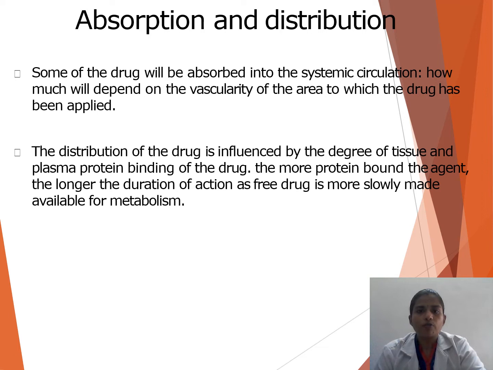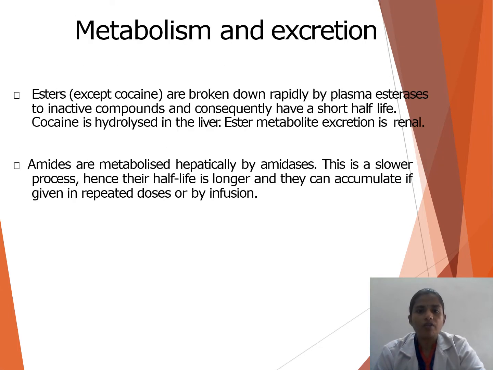Absorption and distribution of local anesthetics. Some of the drug will be absorbed into the systemic circulation. How much will depend upon the vascularity of the area to which the drug has been applied. The distribution of the drug is influenced by the degree of tissue and plasma protein binding of the drug. The more protein bound the agent, the longer the duration of action, as free drug is more slowly made available for metabolism.